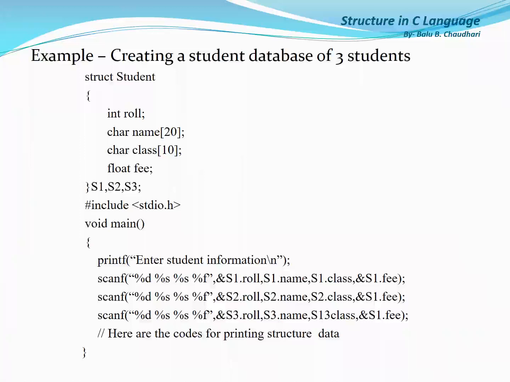Here a simple program is written for creating a database of 3 students. A structure student is created for storing student information. Student information is the student's roll number, name, class and fees. 3 structure variables S1, S2, S3 are declared as student type. Each structure variable represents one record of one student. The structure variables S1, S2, S3 store the 3 different students' information. The aim of this program is to accept 3 students' data from the user, store it in a structure and display the students' records again.